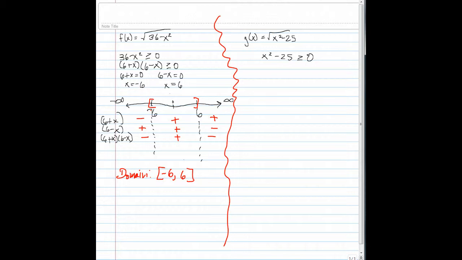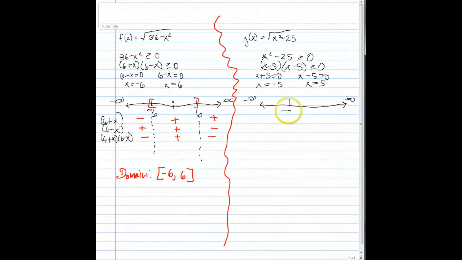So now that gives us x plus 5 times x minus 5 when we factor. Let's see when each of these factors equals 0, and that tells us how to break up our domain. So this factor would equal 0 when x is equal to negative 5, and this factor would equal 0 when x is equal to 5. And then we can set up our number line again.